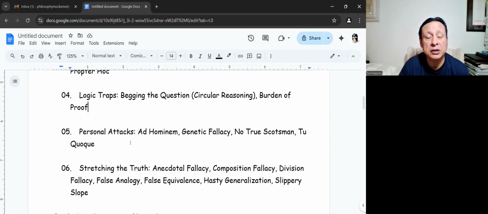Logical traps: begging the question, circular reasoning, very common. This is very common actually. People seem to do this all the time without realizing it. You're just begging the question. You're actually just restating your conclusion. You're not even arguing, you're not even giving reasons for your conclusion. You're just restating it in a different way or in a more forceful way, not logically, but forceful in some other way.